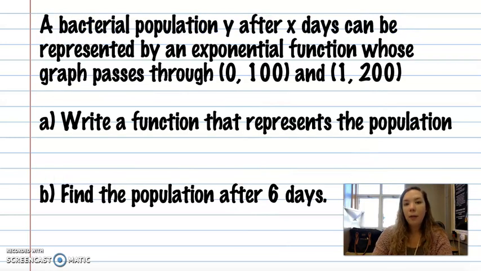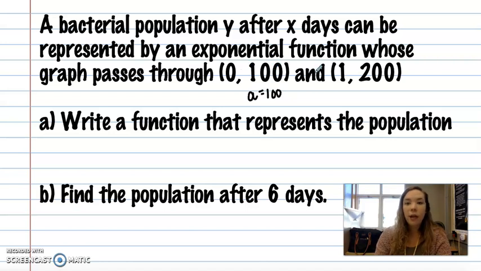A bacterial population. I believe this is our last question for today, so we're going to do a word problem. A bacterial population y after x days can be represented by an exponential function whose graph passes through 0, 100 and 1, 200. Write a function that represents the population. So they already told us it's exponential, so we just need to figure out what my 0 term is, and in this case it'd be 100.